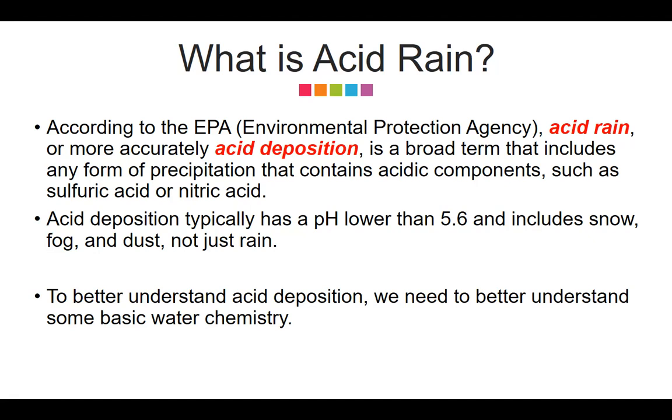Remember, sulfur dioxide and nitrous oxides can react in the atmosphere, causing those primary pollutants to become secondary pollutants, creating the acid rain. Acid deposition typically has a pH lower than 5.6 and includes snow, fog, and dust, not just rain. To better understand acid deposition, we need to better understand some basic water chemistry.